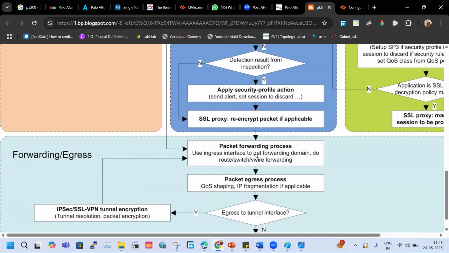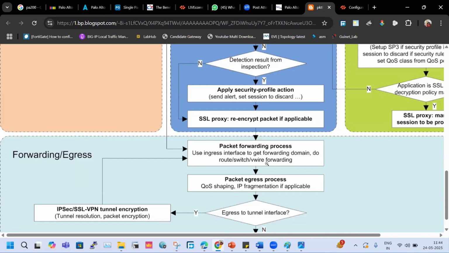How will it check? It will check via the routing lookup, or whatever mode we have deployed in our firewall, that is route, switch, vwire, or forwarding. Route, switch, or vwire forwarding, that we will see in deployment mode. Transparent mode is not used here. Transparent mode is a vwire mode in this case, of Palo Alto, right?